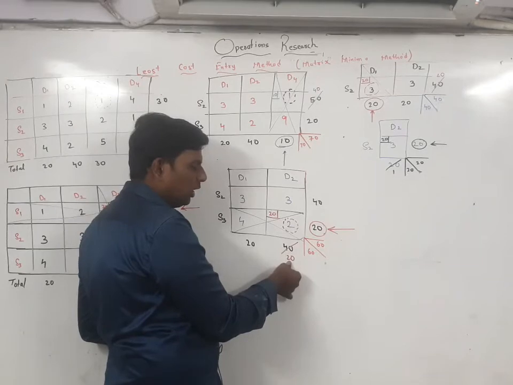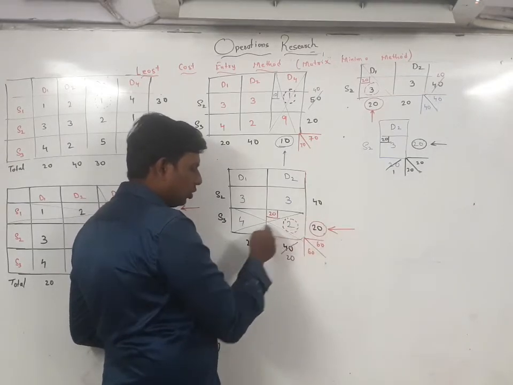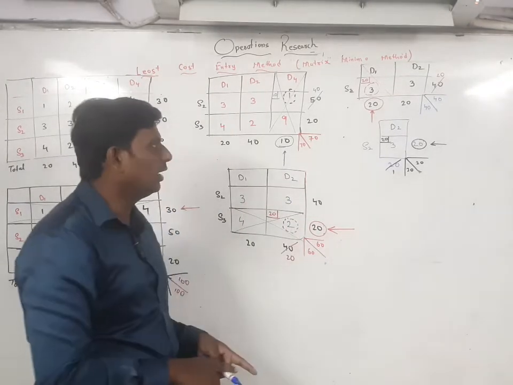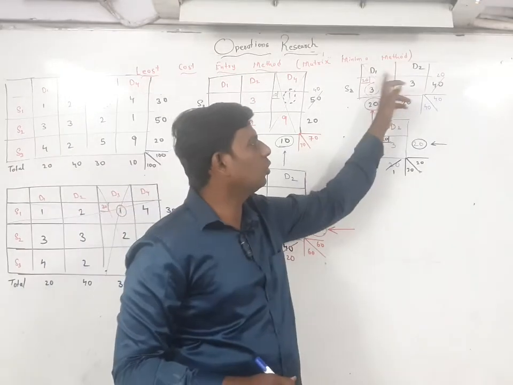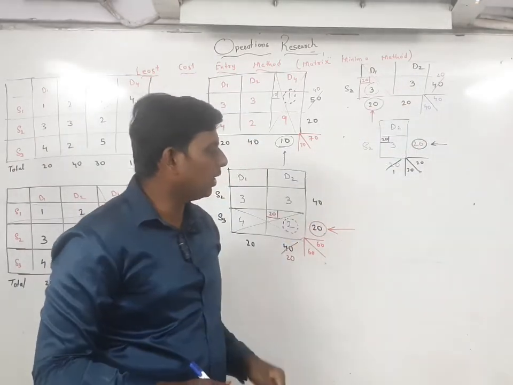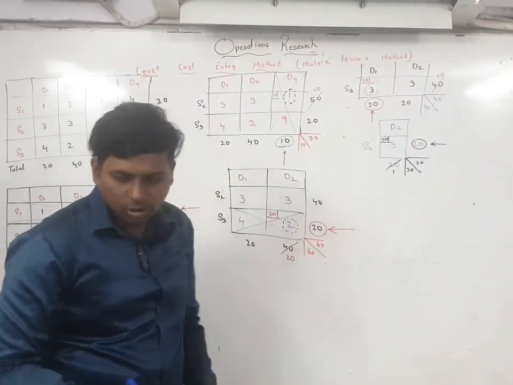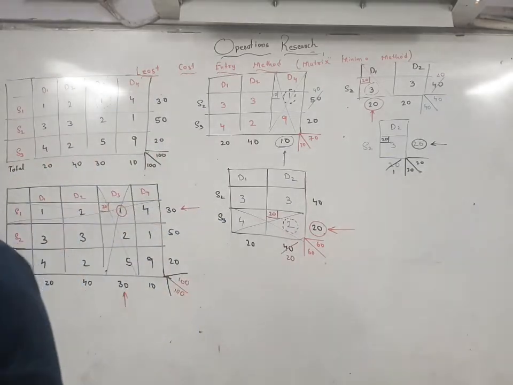How much are you getting? 20. So from here you started, so this column will get cancelled. Next one, what is there? 3, 3, 2, 1, like this. Step by step you have to solve. After solving all this, what do you have to do?